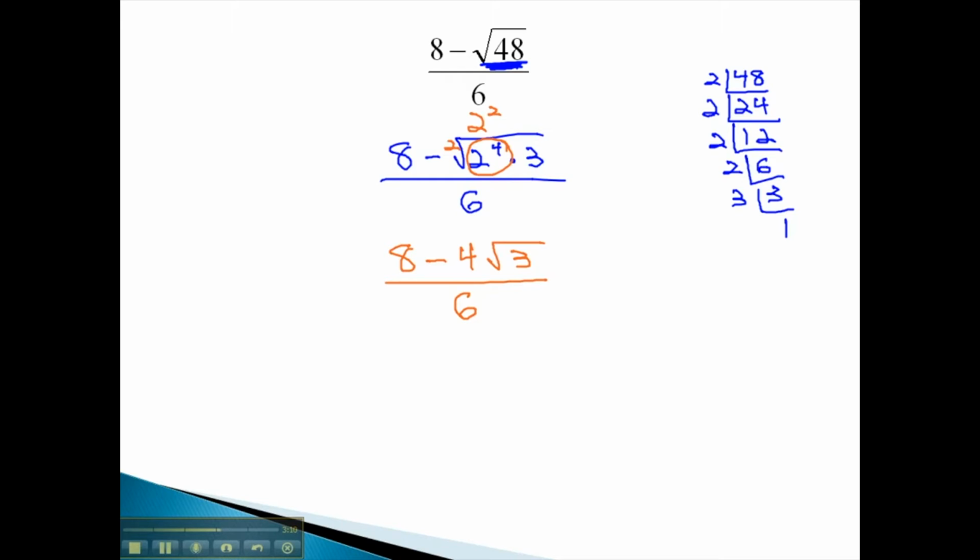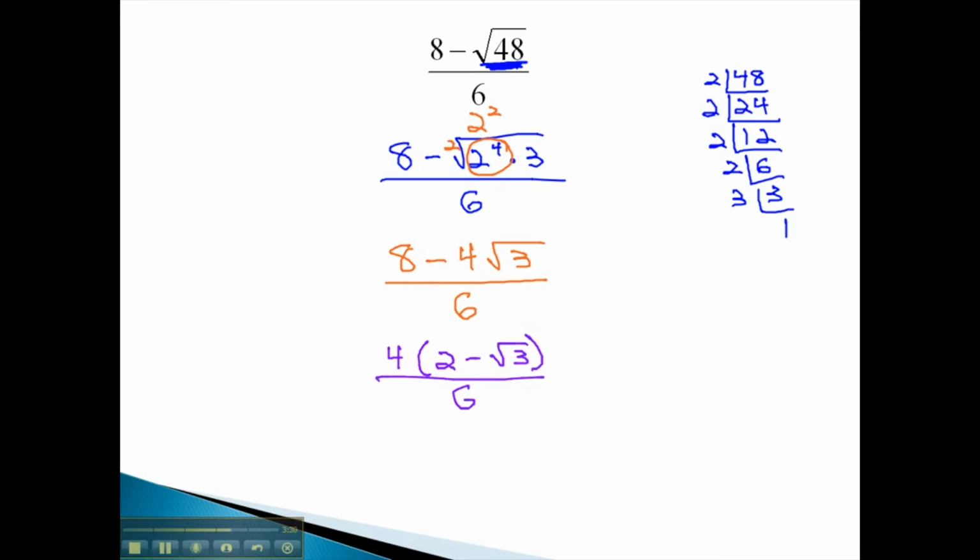Before we can simplify the fraction, we must factor first. We are not allowed to simply divide out the 8 with the 6 and divide out a factor of 2 because of the subtraction in the problem. So we must factor it, factoring out the common factor of 4, leaving behind 2 minus the square root of 3, over 6.